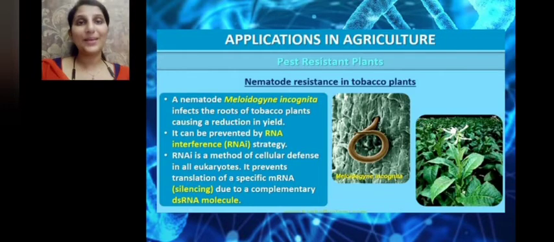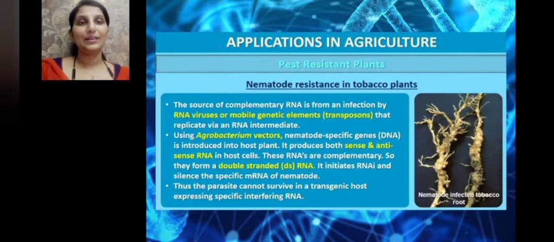We have learned in molecular basis, suppose RNA becomes double-stranded, translation won't take place. The same way in RNA interference, the specific mRNA is converted into a double-stranded RNA molecule by a complementary strand, and thus the translation of mRNA is stopped, or it is silenced. The source of this complementary RNA, from where do we get it, is from the infection by RNA viruses or mobile genetic elements like transposons that replicate via an RNA intermediate in our body.